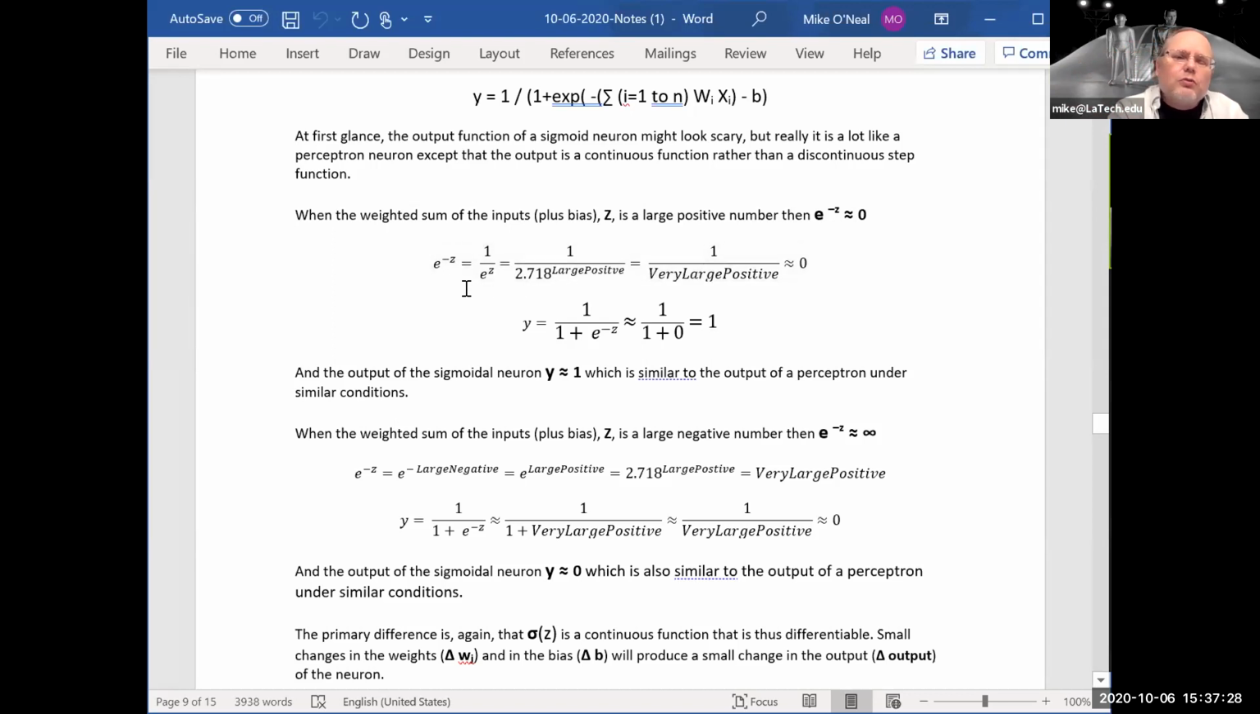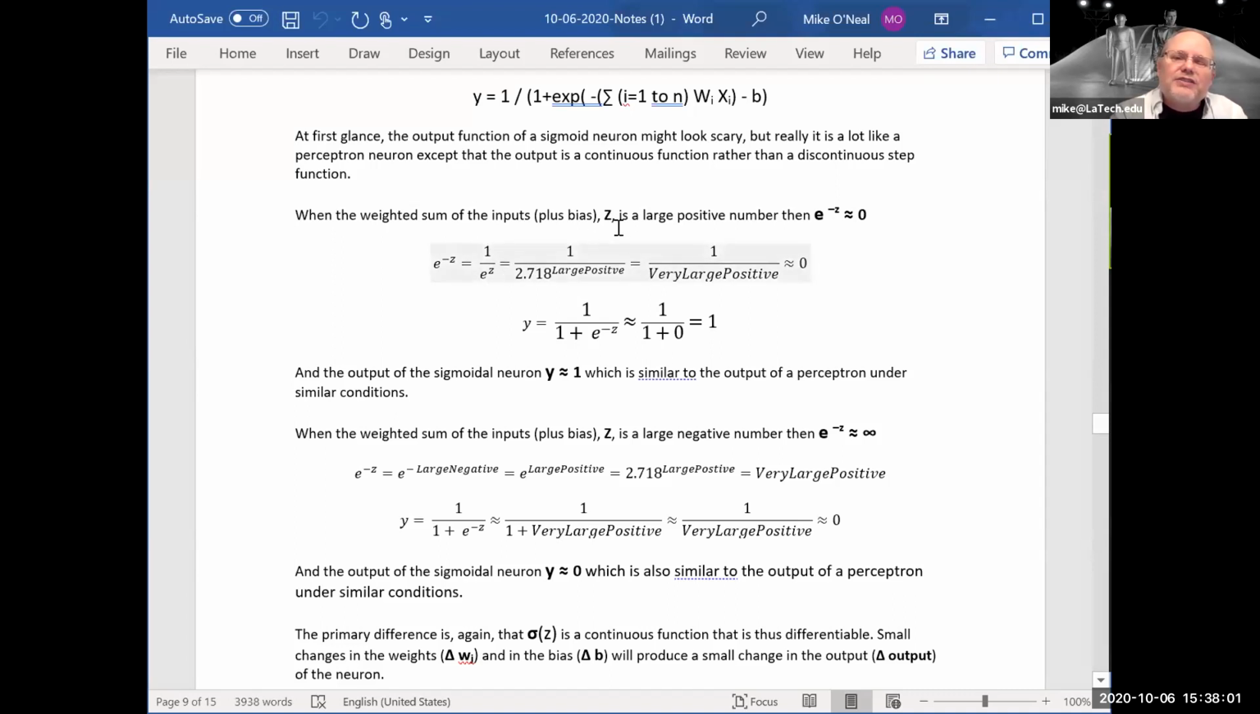So why is this true? Well, what is e to the minus z? Well, e to the minus z is 1 over e to the z. Well, what is e to the z? Well, e is just 2.781 blah, blah, blah. And we said that z is going to be a large positive number. So e to the minus z, another way of writing that is 1 over e to the z, right? The minus is just 1 over e to the z, right?